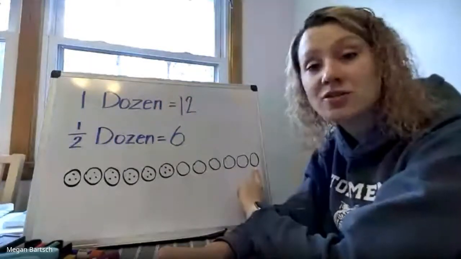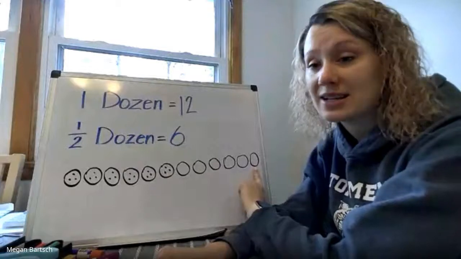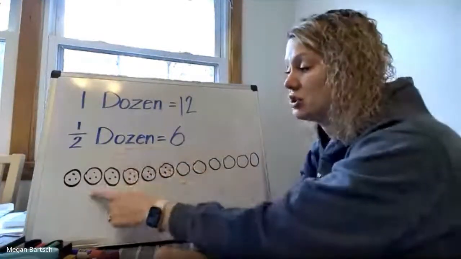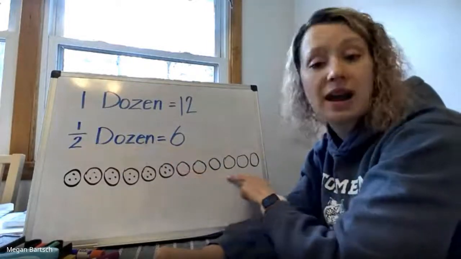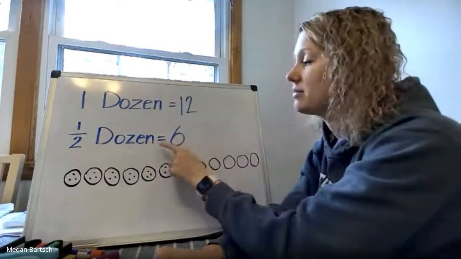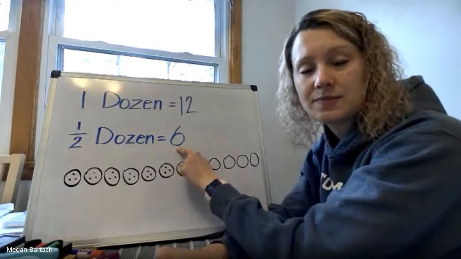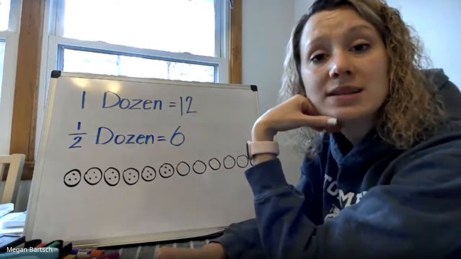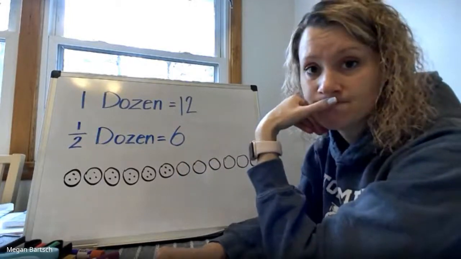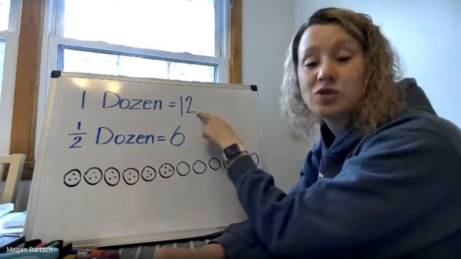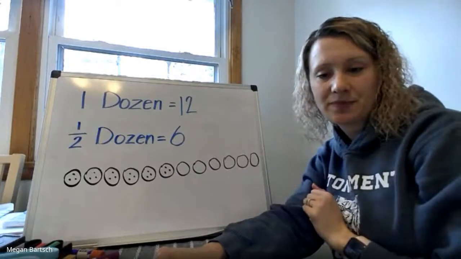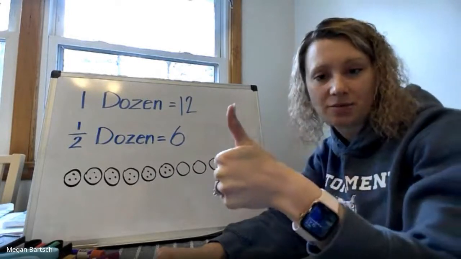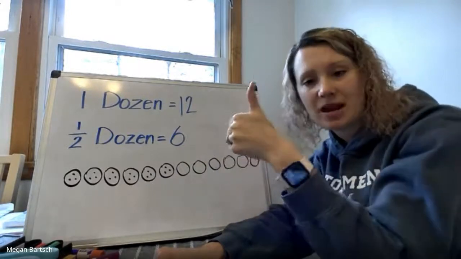Ooh, how many do not have chocolate chips? 6. So a half dozen do have chocolate chips. A half dozen do not have chocolate chips because a half dozen means 6. How many are in 1 dozen cookies? 12. 12 in a dozen, 6 in a half dozen. If you got it, show me a thumbs up to the computer. We're going to do this on our math paper too.